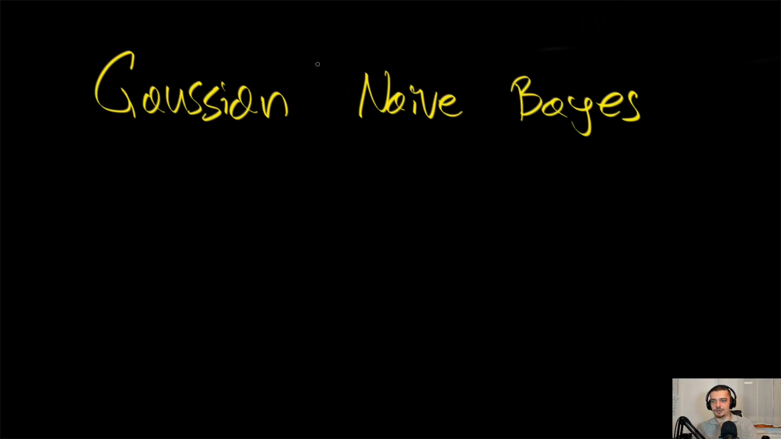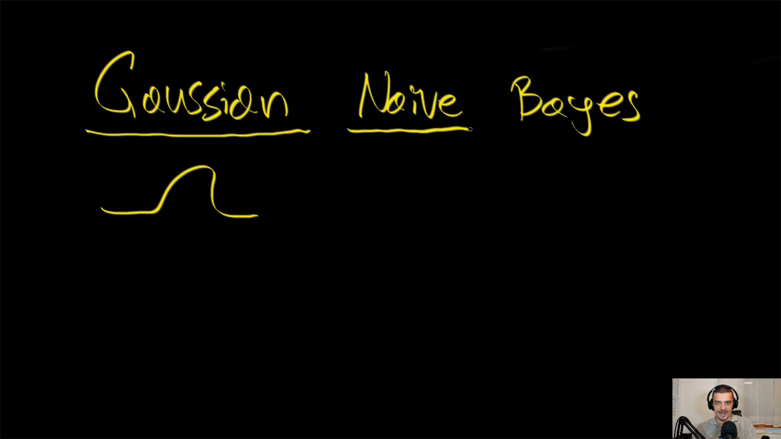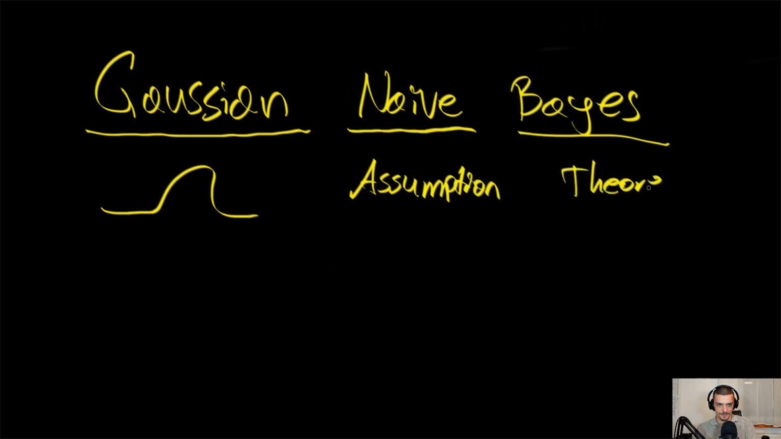Now, with the name here, Gaussian Naive Bayes, we have three terms that are very important. We have Gaussian, which points to a normal distribution, a Gaussian distribution, which doesn't look quite like that, but you get what I'm talking about here. We have a Gaussian distribution behind the scenes, a normal distribution. We have naive, a naive assumption, and then we have Bayes because of the Bayes theorem.